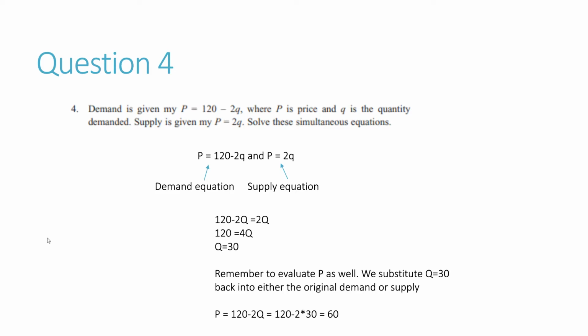Cool. Okay. So moving on to question 4 now. We're given a demand and a supply function. Demand being this one, P is equal to 120 minus 2Q. Supply is P is equal to 2Q. Solve these simultaneous equations. Now, the trick for this is there's a couple of different ways of solving simultaneously. You can take a couple of different approaches.